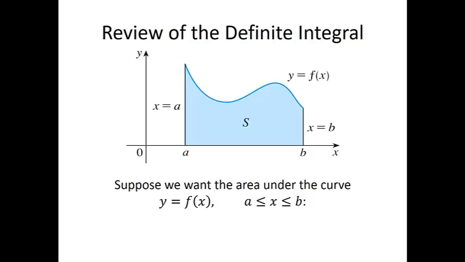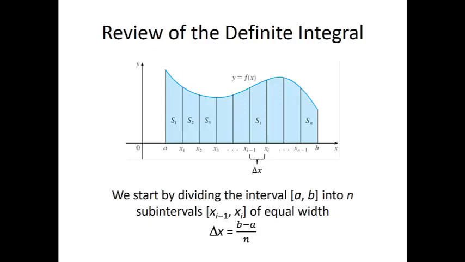Suppose we want to find the area under the curve of y equals f of x for x between a and b. We start by dividing the interval a to b into n subintervals of equal width, delta x, given by b minus a over n. Notice this divides the area we're trying to find into n strips, S1 through Sn.